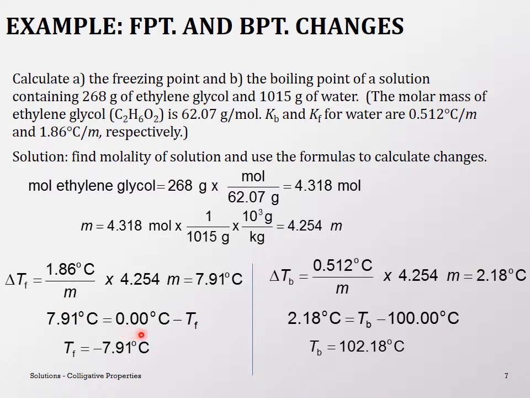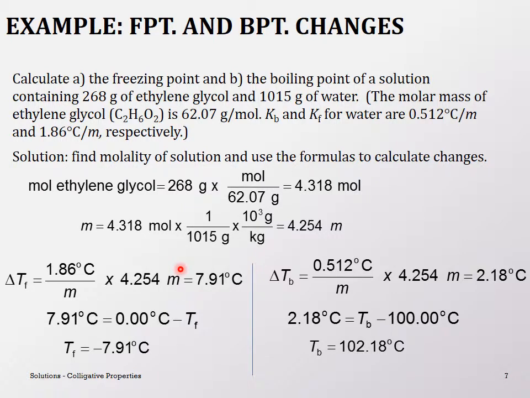So the initial minus final will give you the final temperature, where 0 degrees Celsius is the freezing point of water. So 0 minus T final gives you, of course, the negative value, minus 7.91. Which means that if you have 268 grams of ethylene glycol in that much water, the water is now going to freeze at minus 7.91 degrees Celsius instead of 0 degrees Celsius.